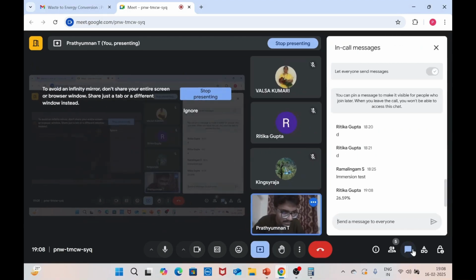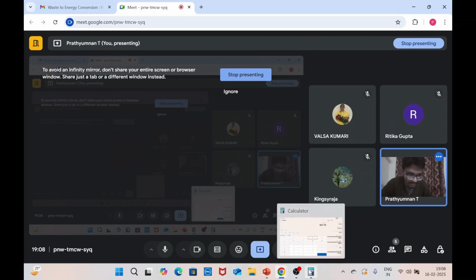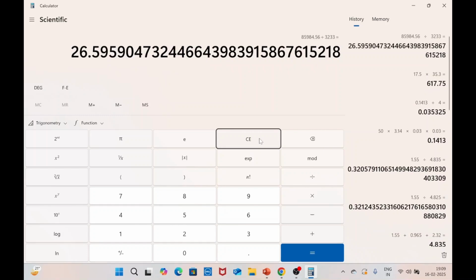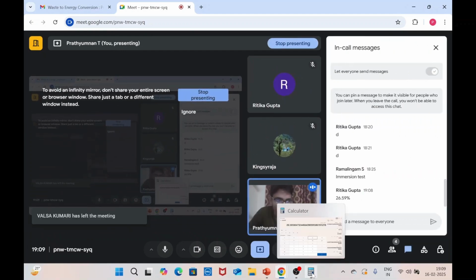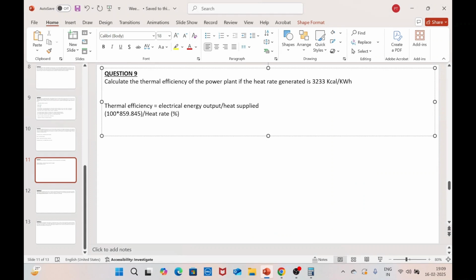Somebody has answered 26.59. I hope that answer is right. Since one of them has given us the answer, let's calculate. 85984.56 divided by 3233 gives 26.59 percentage. Same, 26.59 percentage. So that is correct. So thermal efficiency is 26.59 percentage.